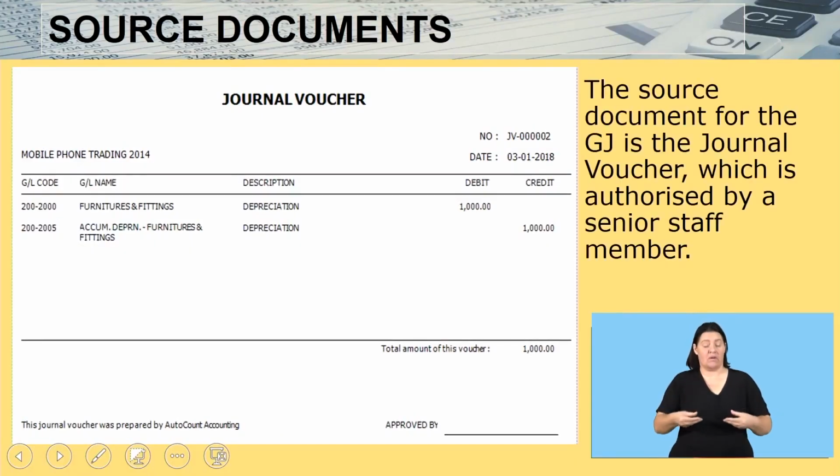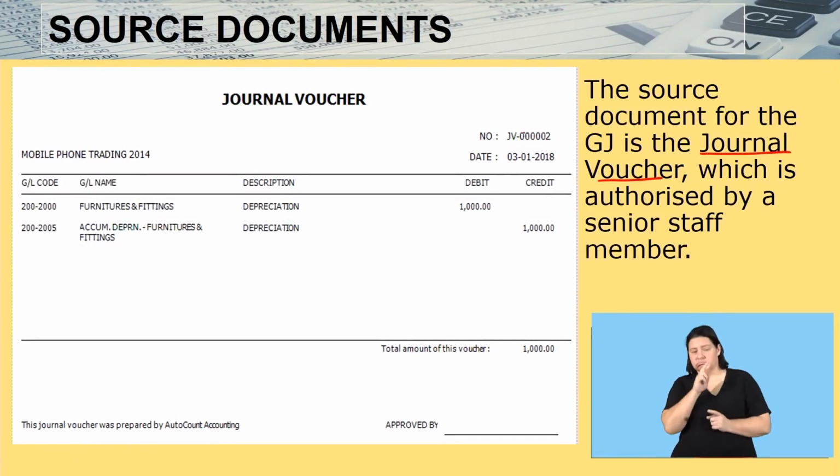The next aspect that I'm going to look into is your source documents. Very important that we understand source documents, because accounting relies on source documents. Transactions need to be taken from the source documents and then be recorded. And the source document for the general journal is what we call the journal voucher. Okay, so you will see at times it will just be JV, that is the journal voucher, which is authorized by a senior staff member.